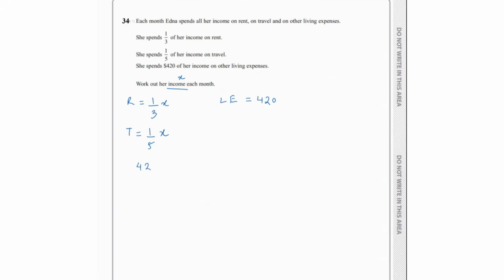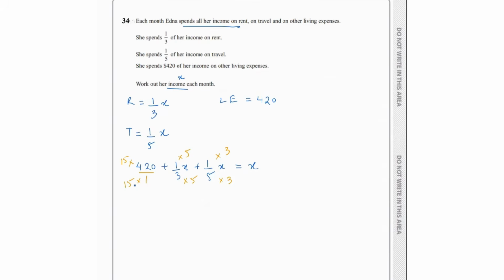So if we add these up and put it equal to x because x is her income. Because it's saying she's spending all of her income. So all of her income is being spent on rent, travel, and other living expenses. So that means 1/3 x plus 1/5 x plus 420 will equal x, which is the income. So when we're adding or subtracting fractions with unlike denominators, we have to make the denominators equal. So we multiply 420 by 15, 1/3 x by 5 because the common denominator I'm picking is 15, and 1/5 x by 3.